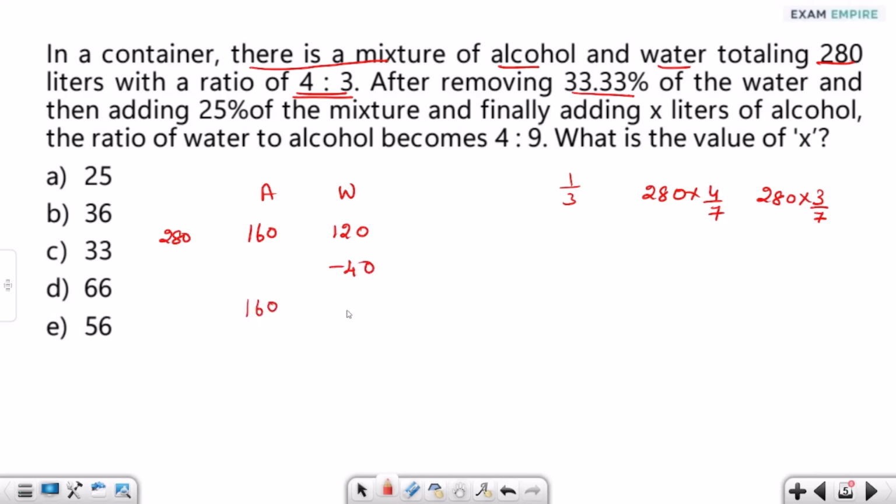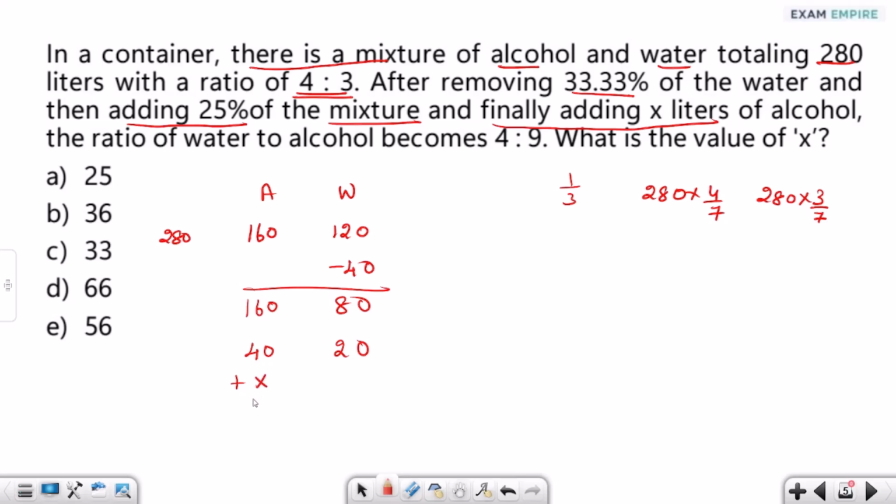Now 160 and, sorry, it is like 80. Okay. So 160 and 80. So this is the thing. Okay, after removing 33.33% of the water and adding 25% of the mixture. So what is 25% of 160? 40. So what is 25% of 80? 20. And finally adding X liters of alcohol.